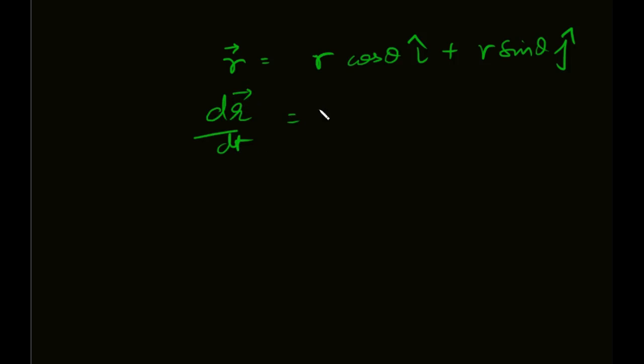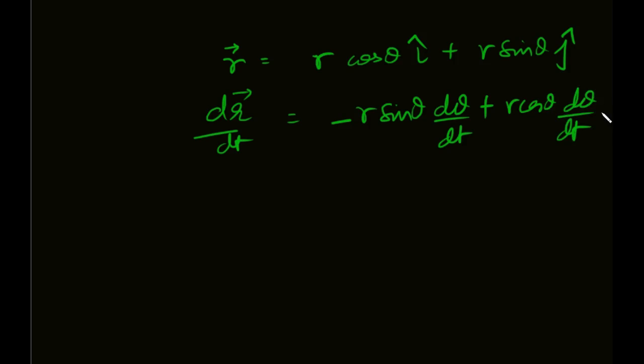Now you see r was r cos theta i plus r sin theta j. We differentiate this again. dr by dt would be equal to minus r sin theta d theta by dt i plus r cos theta d theta by dt j. i and j are constant unit vectors, they will not be differentiable here. We can take r out. This d theta by dt is omega.